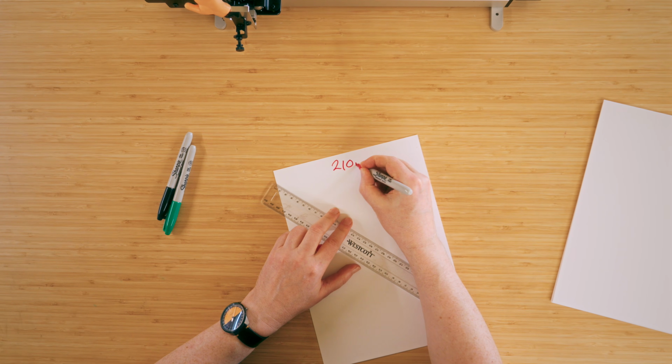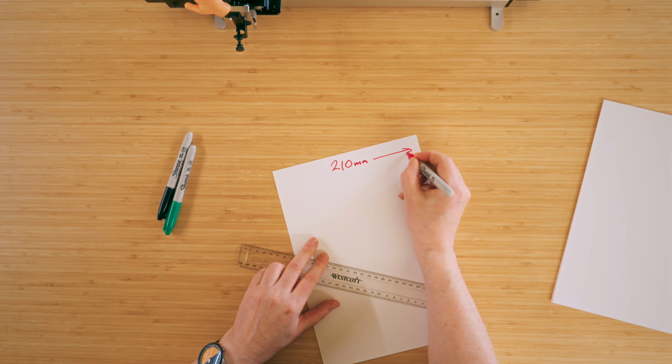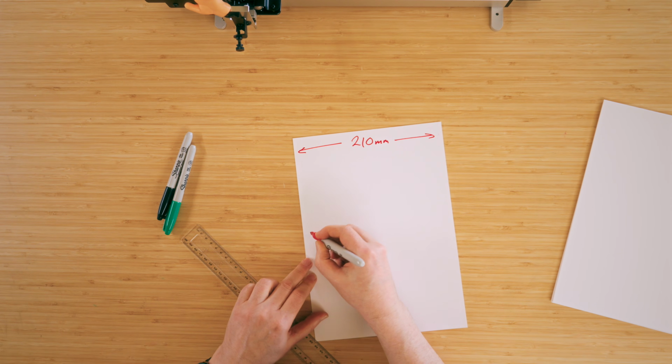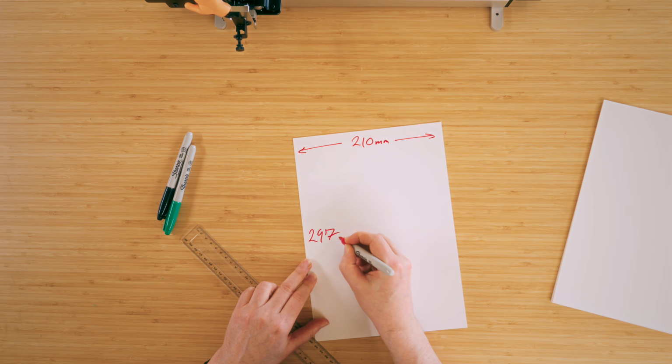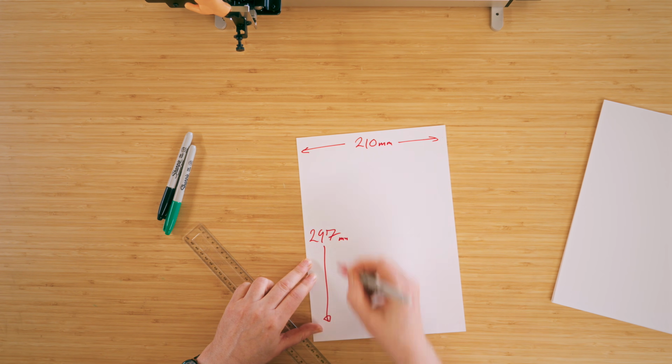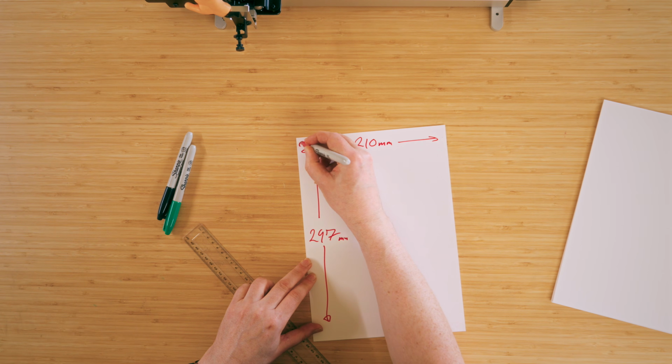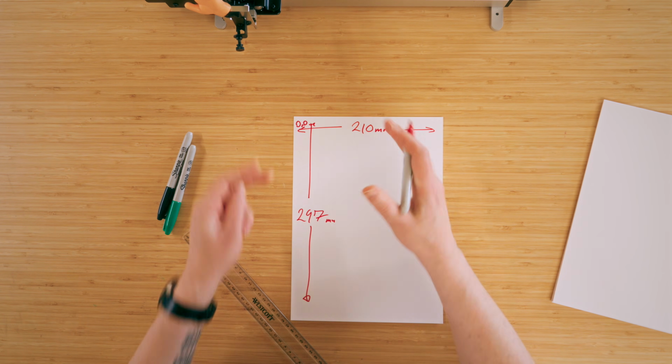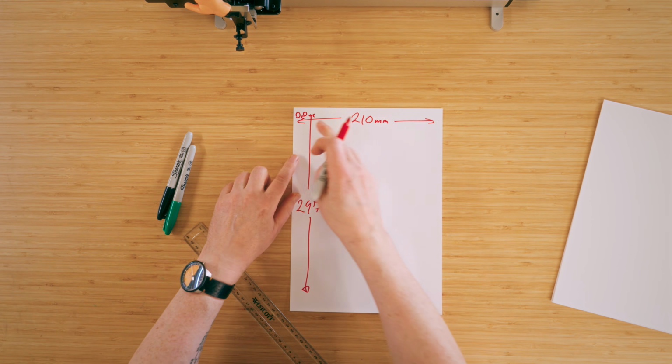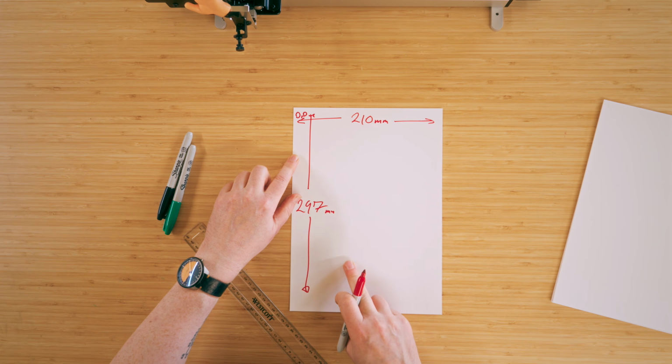So here we have a piece of paper, which is an A4, so it is, let me write this down, 210 millimeters across and 297 millimeters down. We measure from the top left-hand corner as though we're a desktop publishing thing. We're going to say, oh, this is so far across and this is so far down.